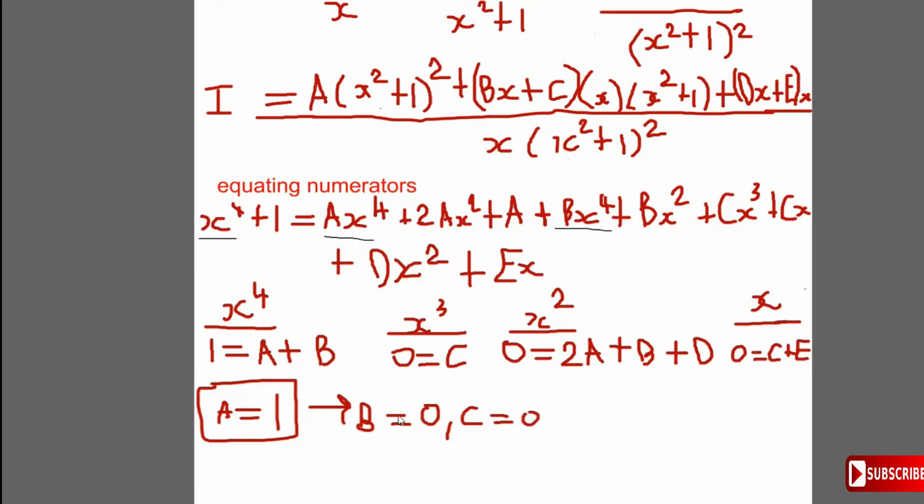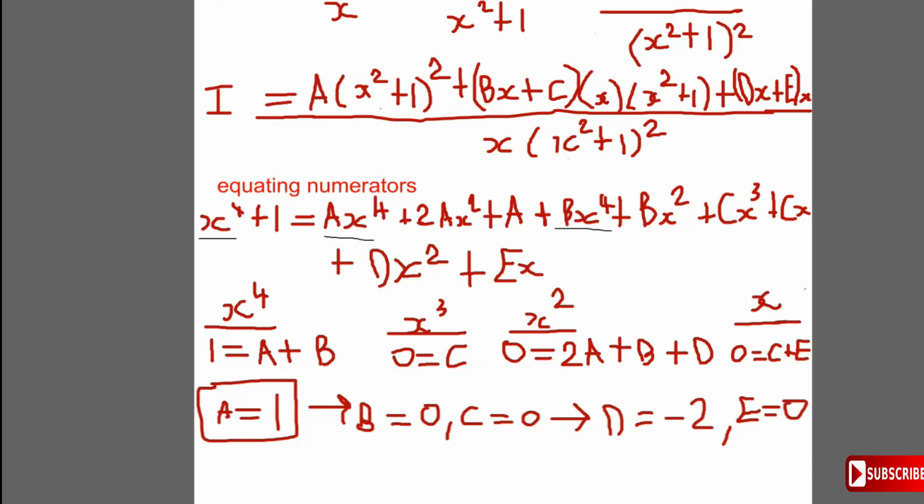And since b is equal to 0 and c is equal to 0, and a is 1, so 2 plus d is 0, so d must be negative 2. And if c is 0, 0 plus e is 0, so e must be 0. So these are all the solutions.